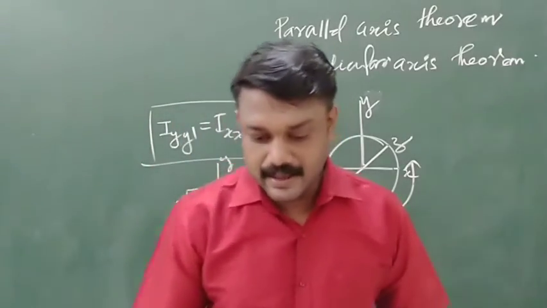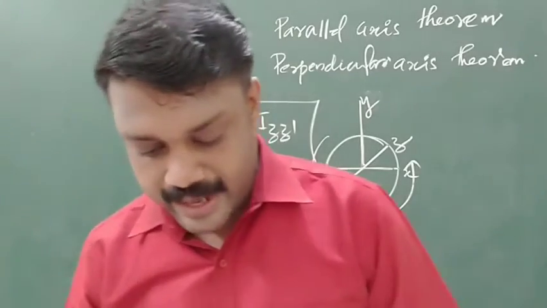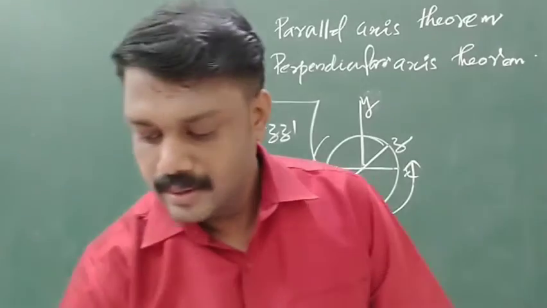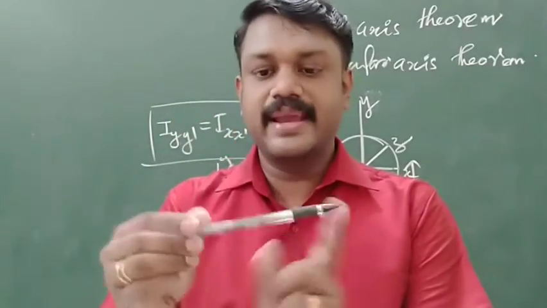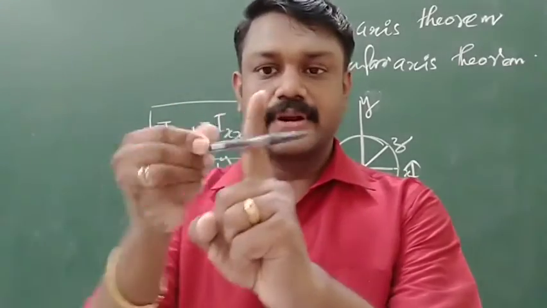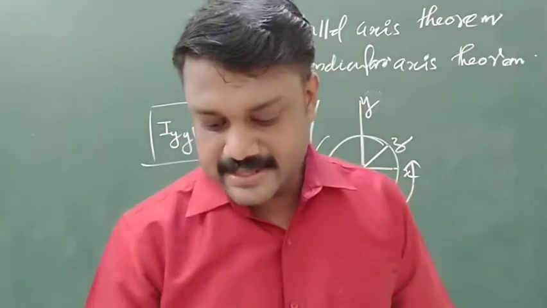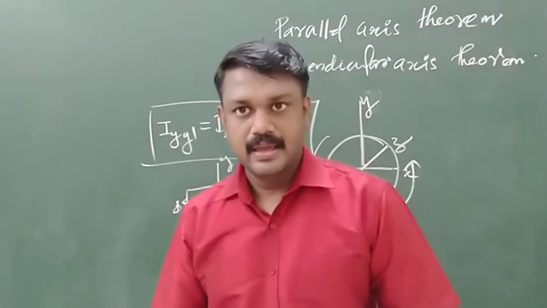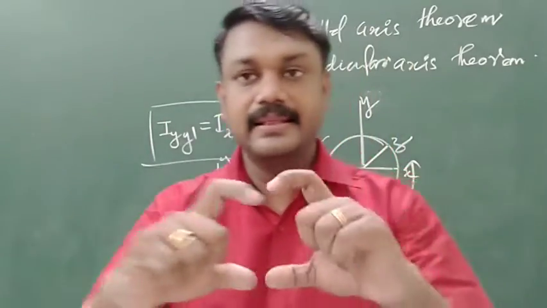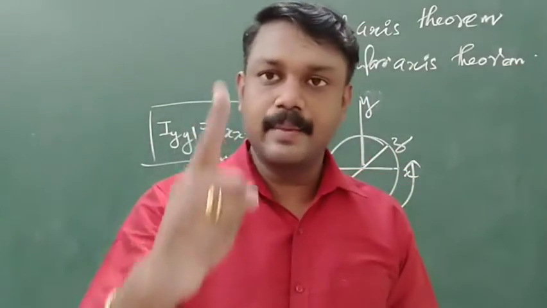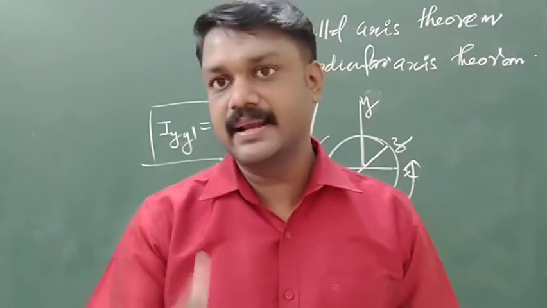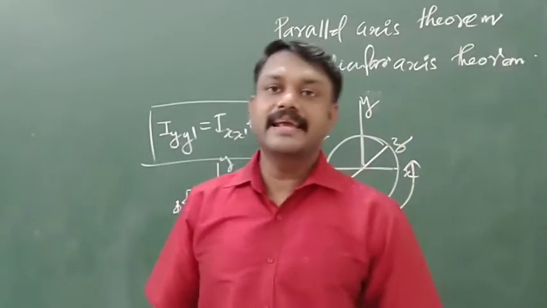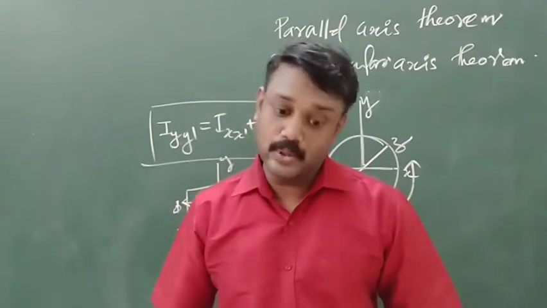If it is rotating about an axis passing through its center and perpendicular to its length, so the axis is like this and it is rotating like this, its moment of inertia is given by ml square divided by 12. For a rod of mass m and length l rotating about an axis passing through its center and perpendicular to its length, the moment of inertia is ml square divided by 12.